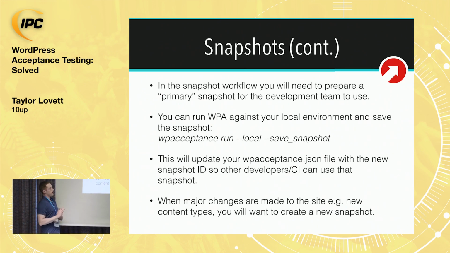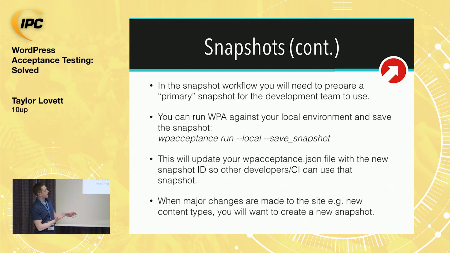So the snapshot workflow: WP Acceptance is going to run your tests against what we call a primary snapshot. The entire development team will be running against that primary snapshot. Each snapshot has an ID that is stored in your wpacceptance.json. I'm going to show you that in a minute.